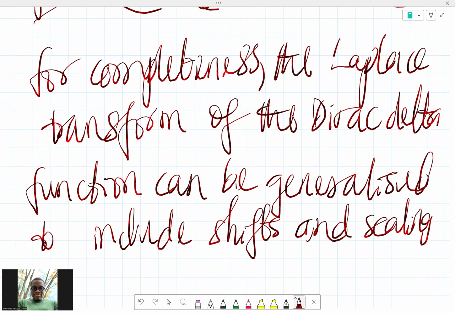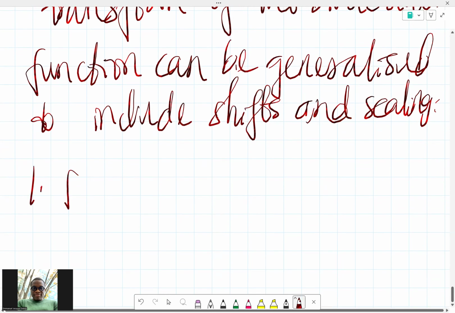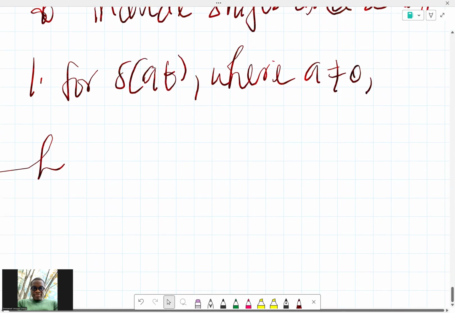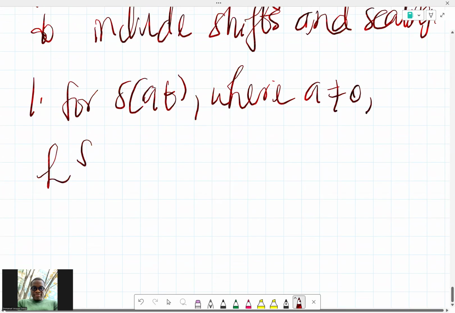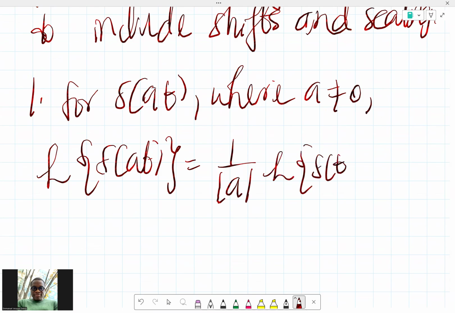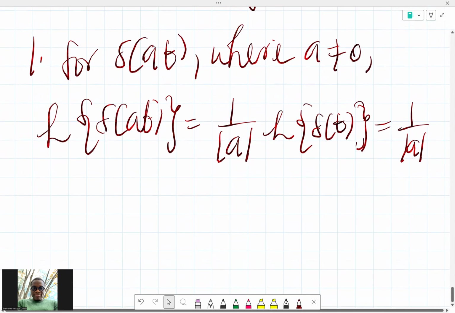So we saw those two properties of shifting and scaling previously. Number one, for delta of at, where a is not equal to 0, the Laplace of delta of at is simply 1 over the absolute value of a times the Laplace of delta t. And in that case, we just have 1 over the absolute value of a, since there's no shifting in this case, there's no shift in the t, right? So we just have this kind of situation. Okay.